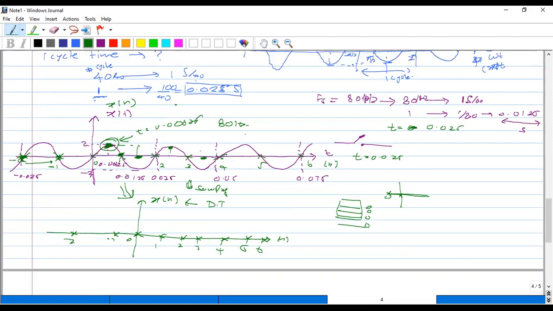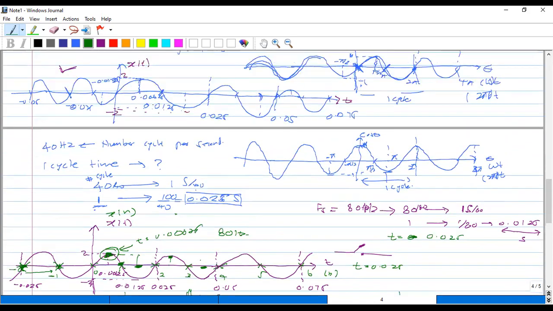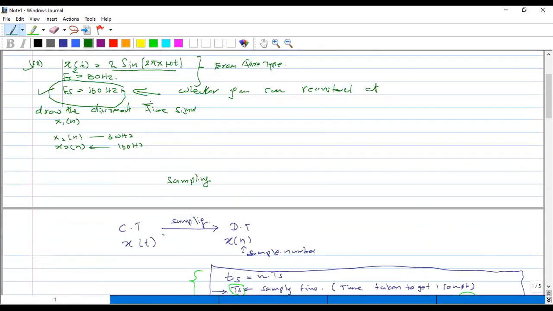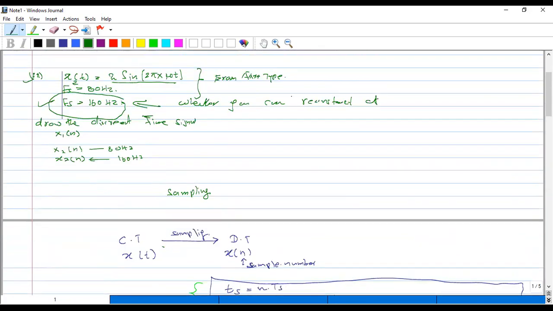Then use 180 Hz sampling frequency. You can start the sampling at any point. Let's say you start the sampling at t equal to 0. This is the sampling starting point, and check whether you can get the signal or not.